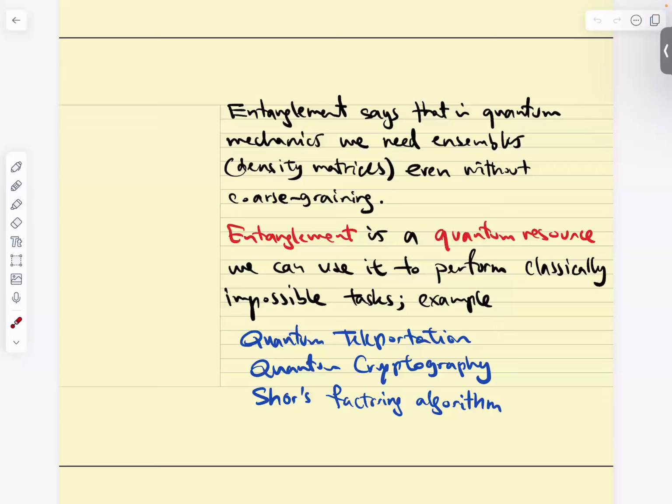All right. So the one important point that I wanted to stress last time was that entanglement says that in quantum mechanics, we need ensembles or density matrices even without coarse graining. That is why I revised one of the postulates of quantum mechanics to introduce density matrices. It was absolutely essential. Some books that don't do this, especially books written in the 1970s, just ignore this fact.